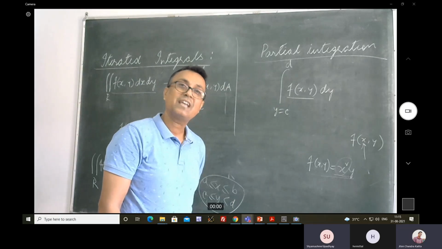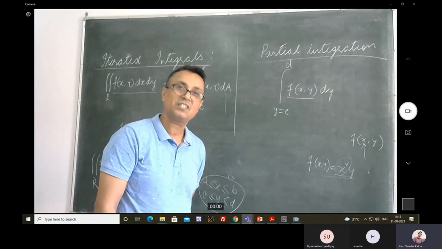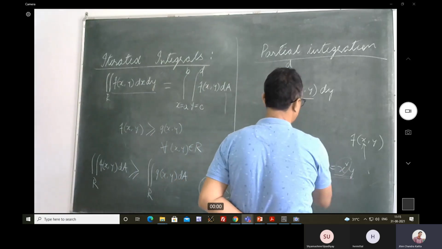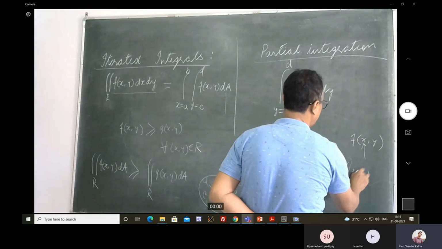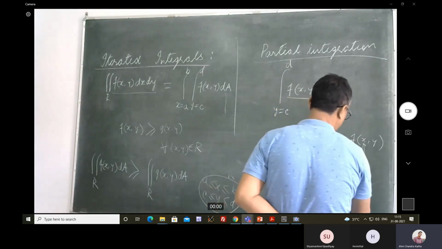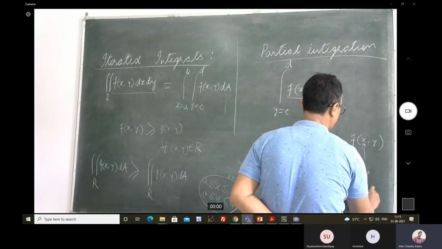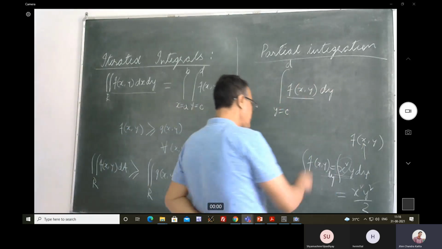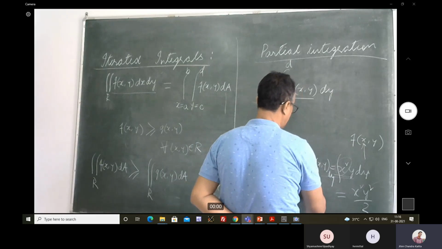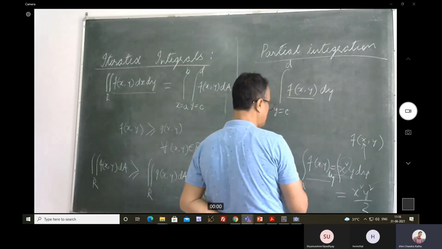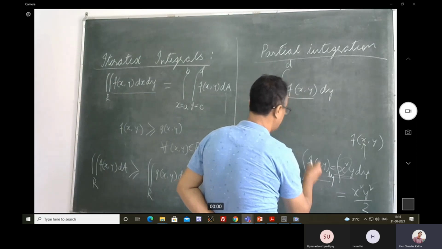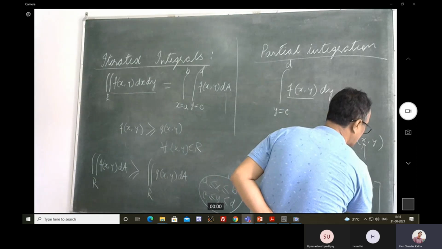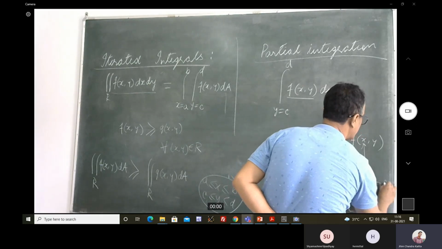Right? Yes. So that is called partial integration. For example, if I integrate this function with respect to y, keeping x constant, this is simply going to give me x squared y squared divided by 2. Now, if I consider this integral to be a definite integral, taken from c to d, this is going to be y equal to c to y equal to d, right?